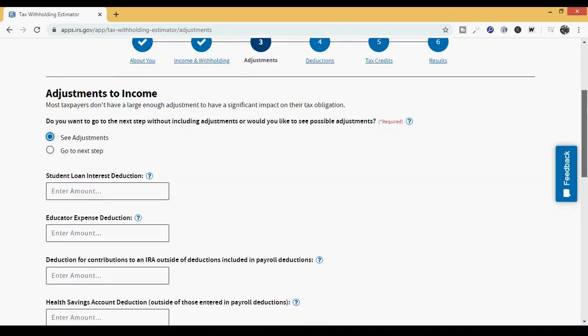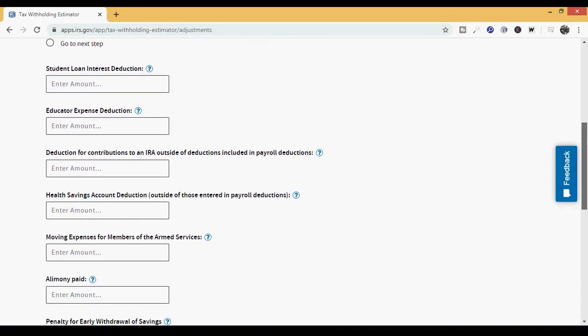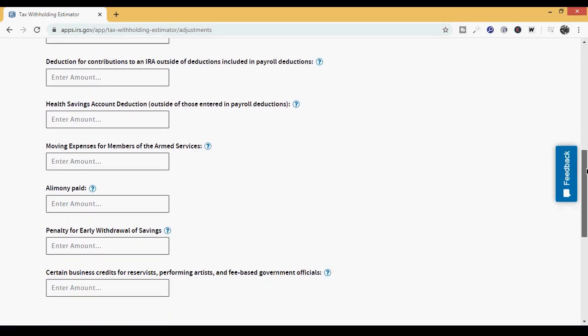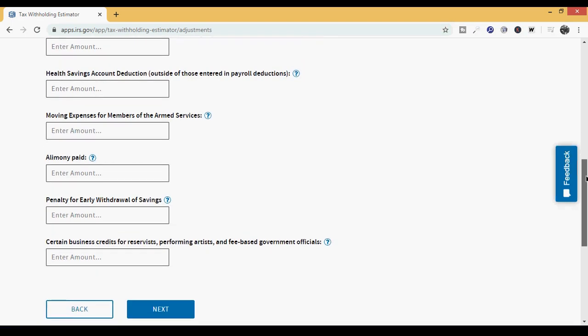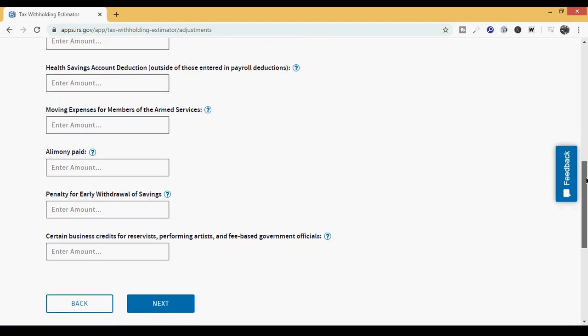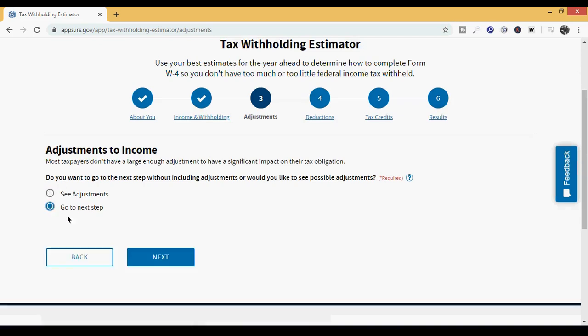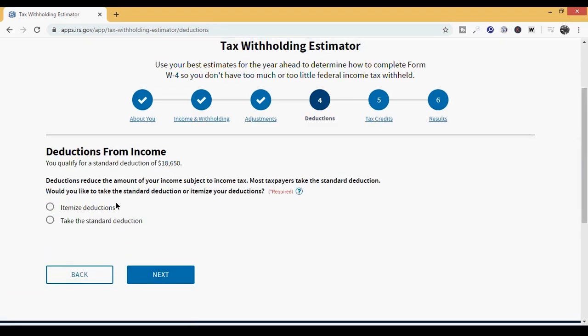So this is things like student loan interest, educator expense, deduction for contributions, health savings, moving expenses, alimony, penalties, and certain business credit for reservists, performing artists, and fee-based government officials. So for this one, we don't have any adjustments, so we're just going to go to the next step. Deductions from income. You qualify for a standard deduction of $18,650. So they're letting you know that you qualify. Based on what you've entered, you qualify.